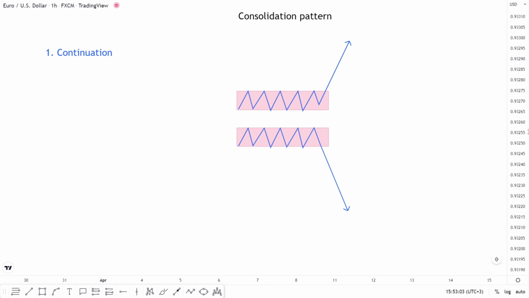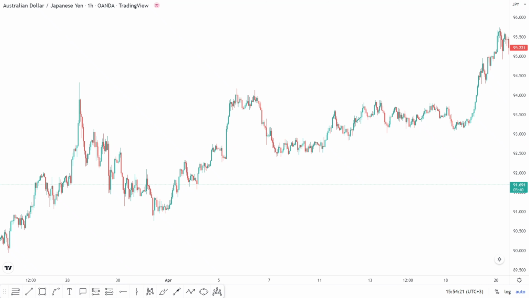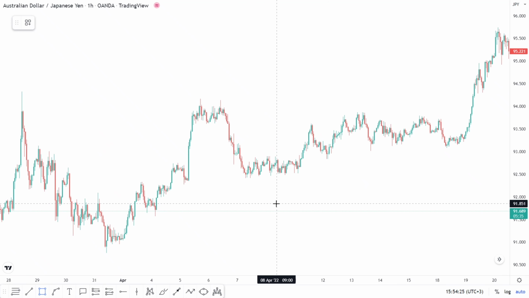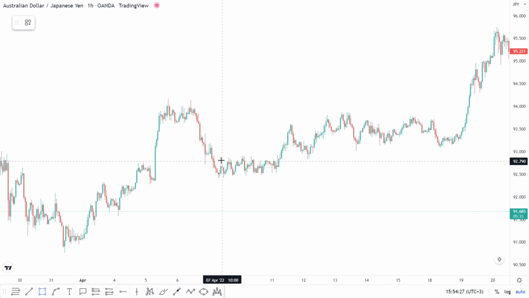Let's see an example in the live charts. On AUD you can see that the trend is definitely bullish. Then here we get a consolidation.